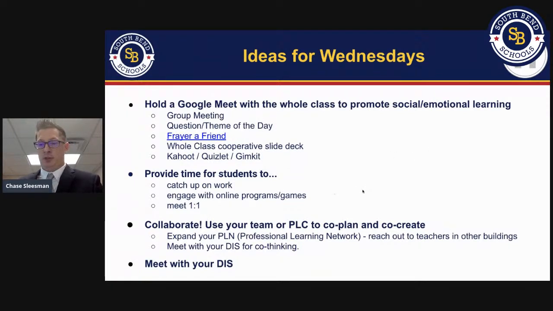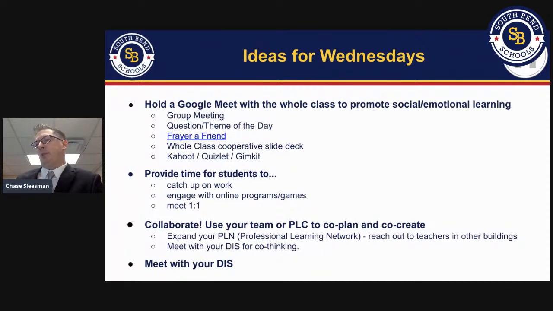As students are coming back, we would need to provide them time to get caught up on their work. I know there are some that it's very hard to get those students, so hopefully they do come back into the building. If not, keep trying to get them caught up on the work. Engage with online programs and games, and then meet one-to-one. It's very important that we establish those relationships with students as they are coming back into the building.